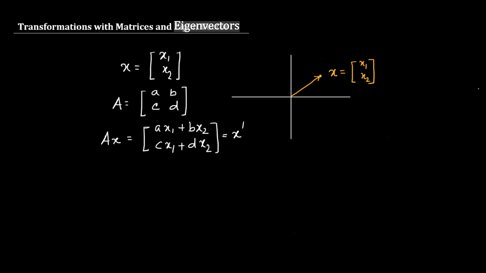So now that means depending on the elements of A, my x prime or Ax can be something like this, or something like this, or something like this, depending on the values of A, B, C, D. Therefore we can say that this matrix A transforms x into x prime. So this thing happens when you multiply a matrix with a vector. So this is the scenario in the two-dimensional plane.